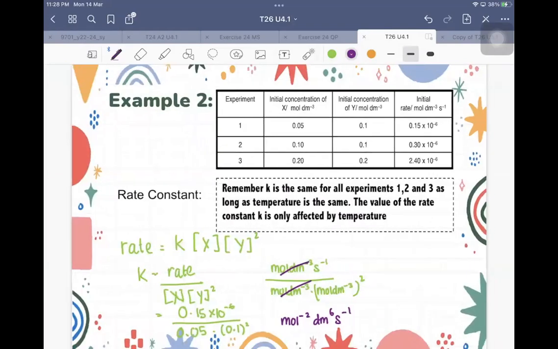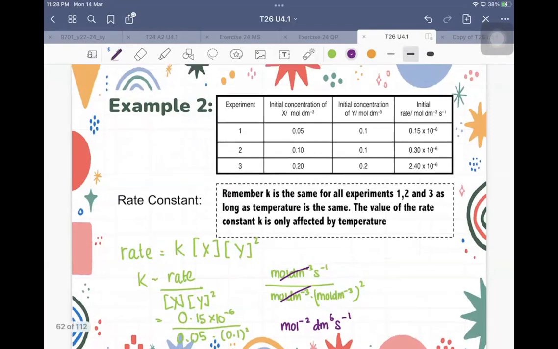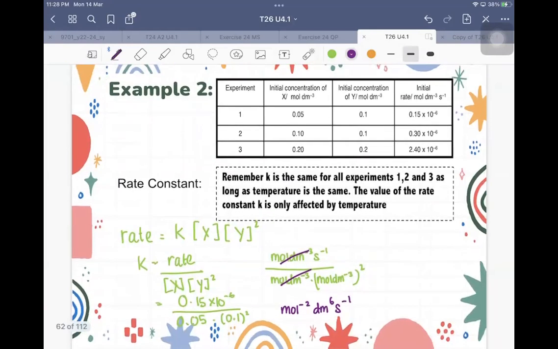Remember, the K is the same for all experiments, whether you're using experiment 1, 2, or 3, as long as the temperature is the same, because we know that the value of the rate constant K is only affected by temperature and not concentrations. If you need to copy this down, please pause or take a screenshot.